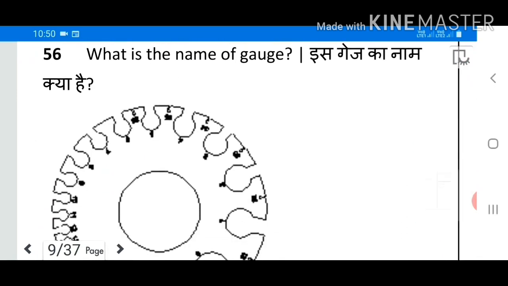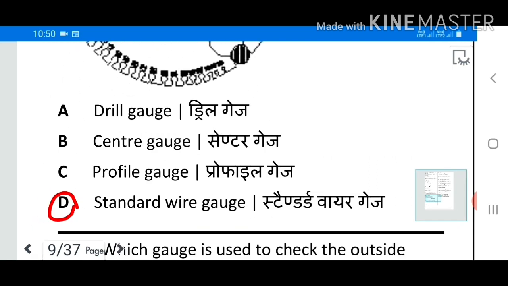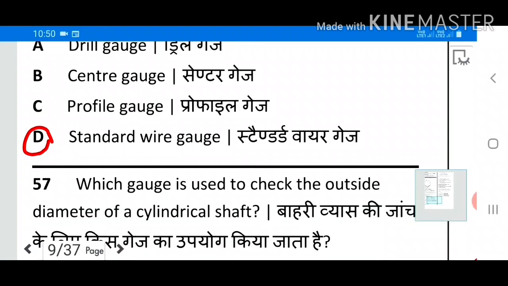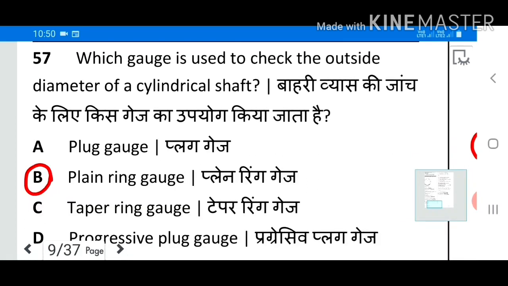56. What is the name of the gauge? Answer D. Standard wire gauge. 57. Which gauge is used to check the outside diameter of a cylindrical shaft? Answer B. Plain ring gauge.